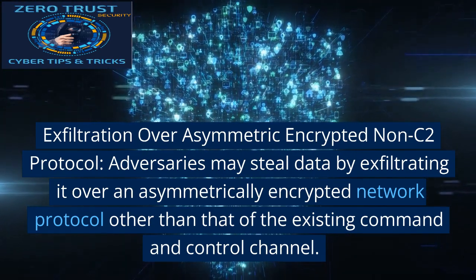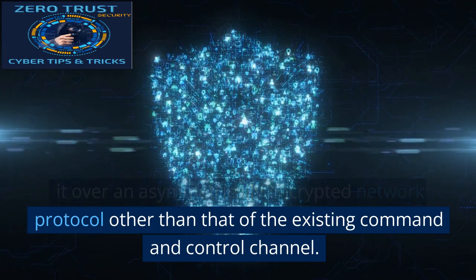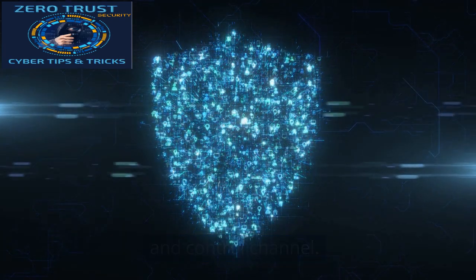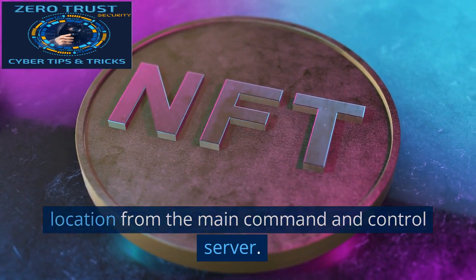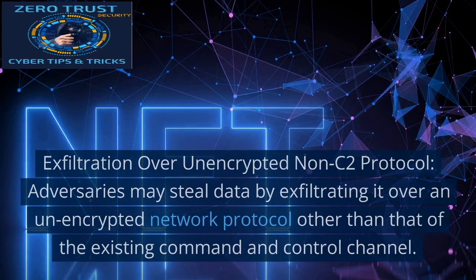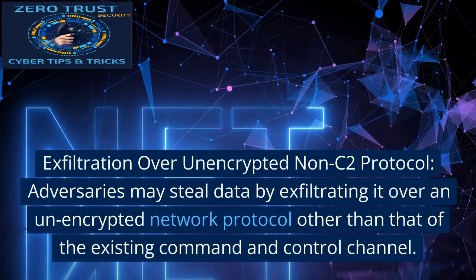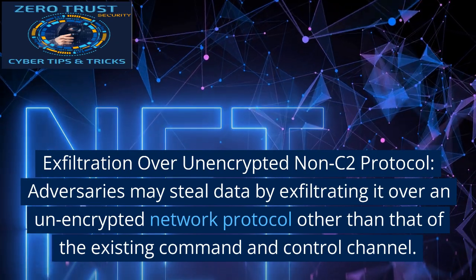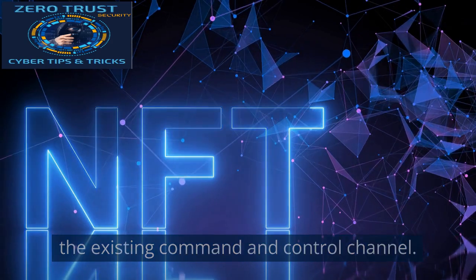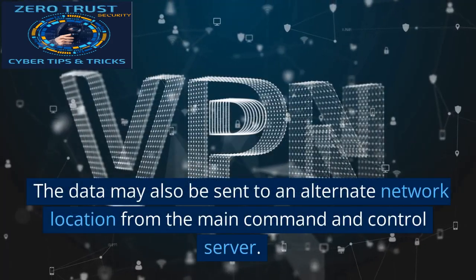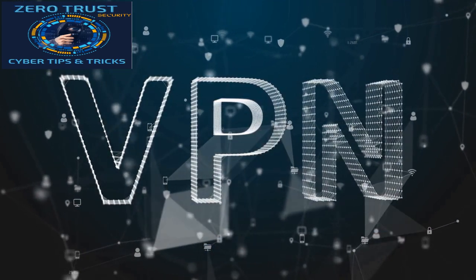Adversaries may steal data by exfiltrating it over an asymmetrically encrypted network protocol other than that of the existing command and control channel. The data may also be sent to an alternate network location from the main command and control server. Exfiltration over unencrypted non-C2 protocol. Adversaries may steal data by exfiltrating it over an unencrypted network protocol other than that of the existing command and control channel. The data may also be sent to an alternate network location from the main command and control server.